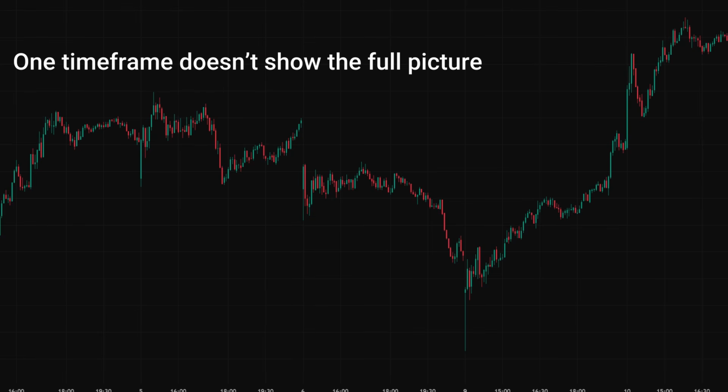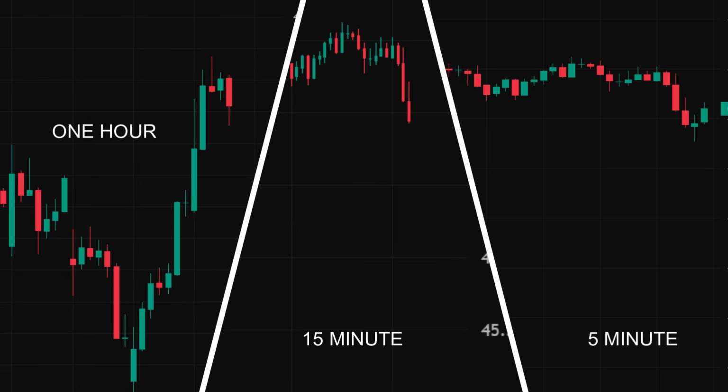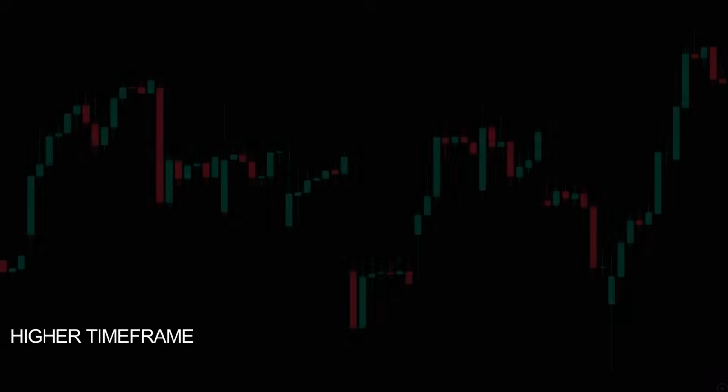Most traders make the same mistake. They look at one time frame, they see their setup, and they think that they understand the market, but smart traders know that one chart rarely tells the story. And that is why experienced traders use multiple time frames, not to make their trading more complicated, but to get more clarity. And the idea is pretty simple.